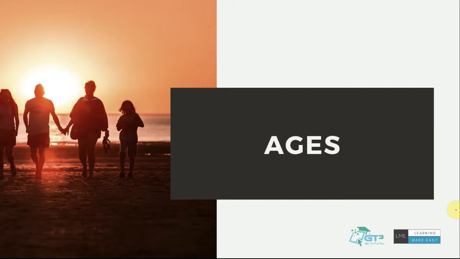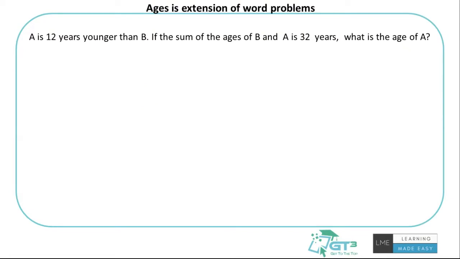So let's get started. As we said, ages is basically an extension of word problems. It's just about focusing on the ages. We still take a couple of variables, or maybe more than that depending on the question, and then use the clues, write the equations, solve the pair of linear equations or maybe set of linear equations, and get the unknowns. A is 12 years younger than B.